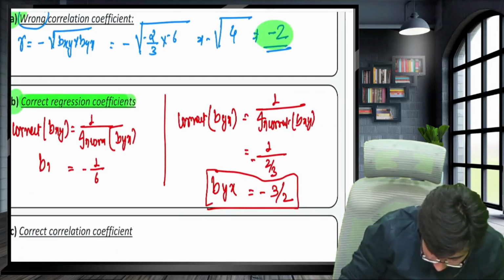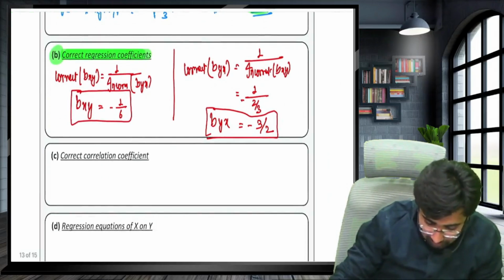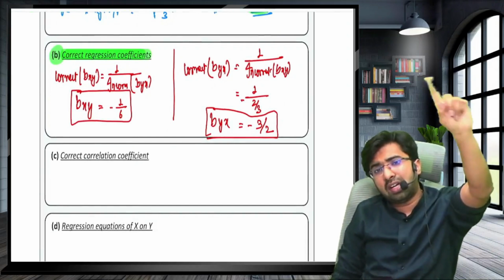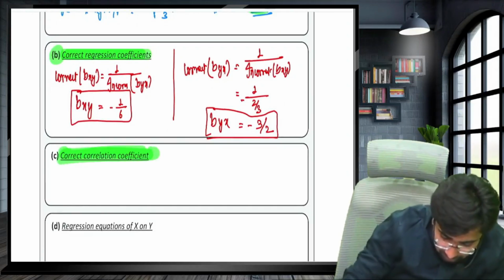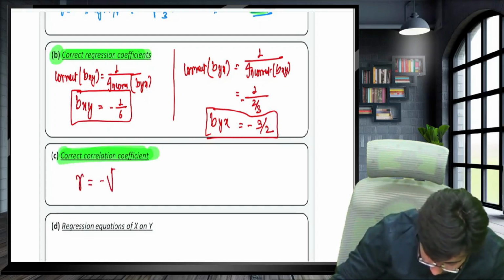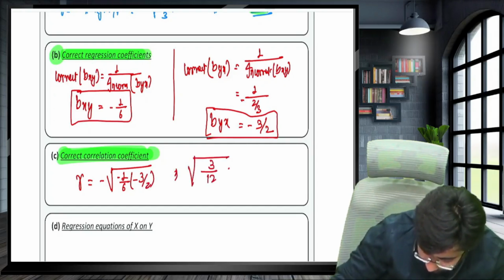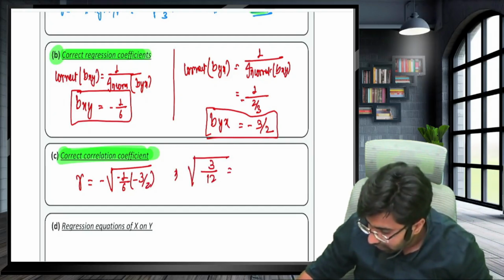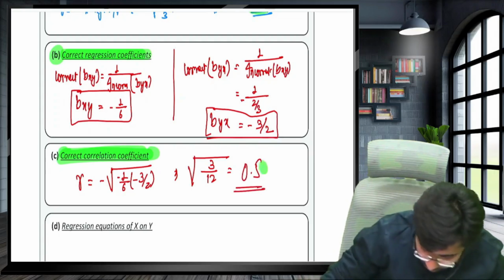Guys, so this is bx on y, and another one is by on x. Now these are the correct ones. Since you now have the correct bx on y and correct by on x, can you compute the correct correlation coefficient? Both are negative, so I will take negative outside. Minus 1 by 6 multiplied by minus 3 by 2. The minus will become positive. Under root of 3 divided by 12, whatever it is under root. Guys, this is 0.5.